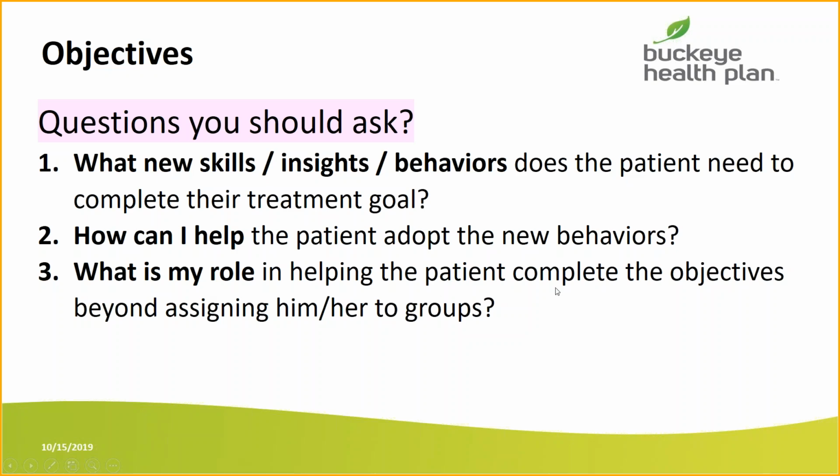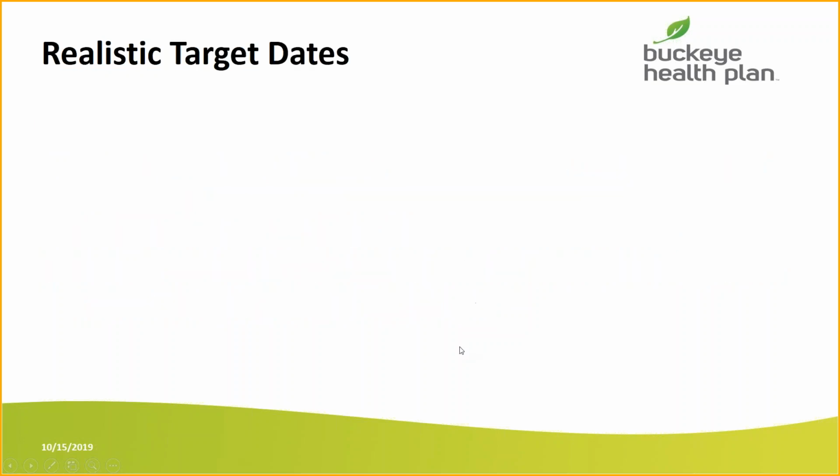And what is my role in helping? Well, first, you're going to assign them. You're the addiction treatment professional. The patient does not know how to assign himself or herself treatment objectives. So you have to assign them, and then you have to figure out what can I do to assist, and that takes you back over to the intervention side.